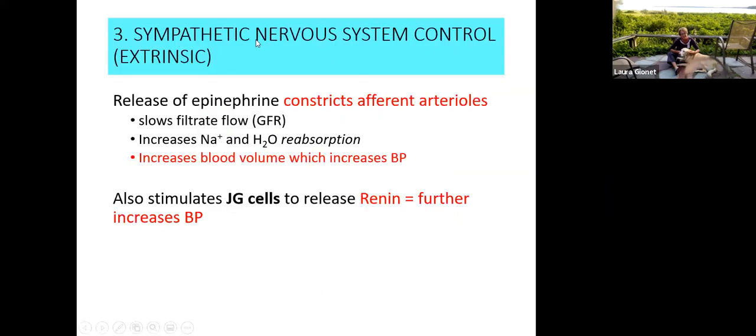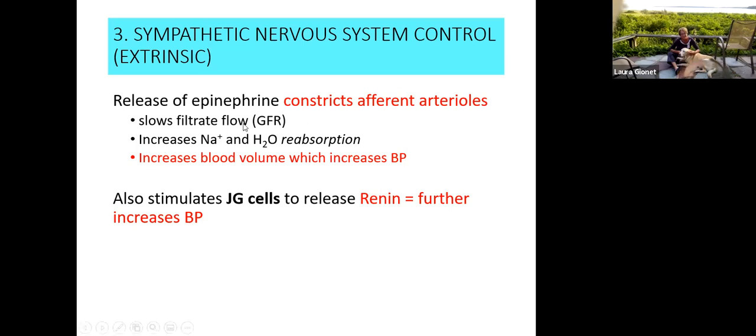All right, then we have the influence of the sympathetic nervous system. Remember that when you're in fight or flight mode, you need to increase blood volume and therefore blood pressure. You generally vasoconstrict most blood vessels because you need to overall increase systemic blood pressure, but you will vasodilate to the organs that need to have blood circulating to them, like skeletal muscle and the heart and the lungs. So the release of epinephrine constricts the afferent arteriole.